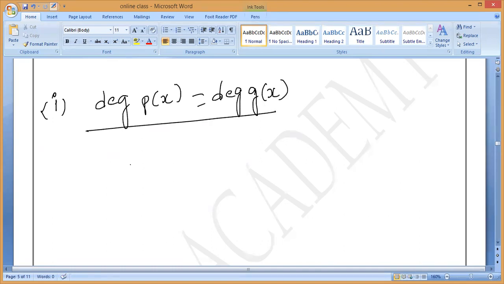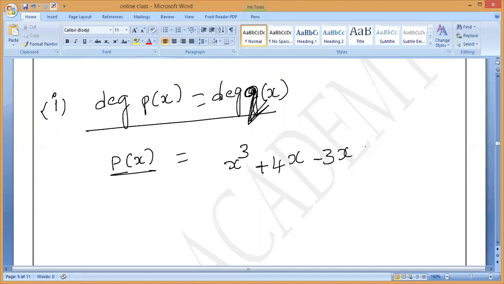Take Q of x, not G of x. Q of x. First one. So now, let us take any polynomial. Say P of x equal to any polynomial: x cube plus 4x minus 3x.